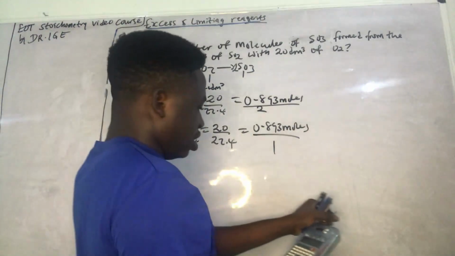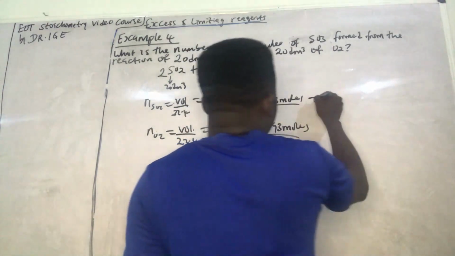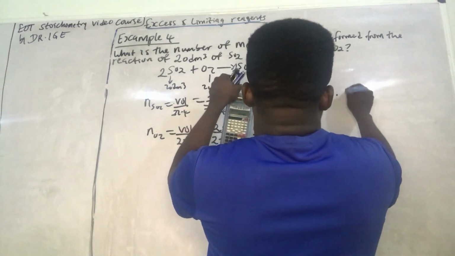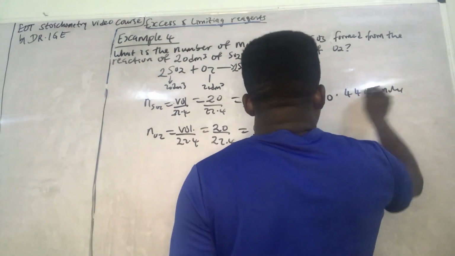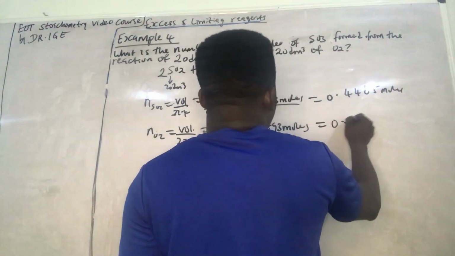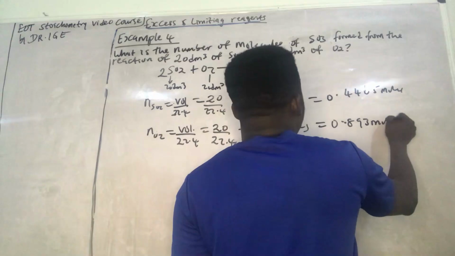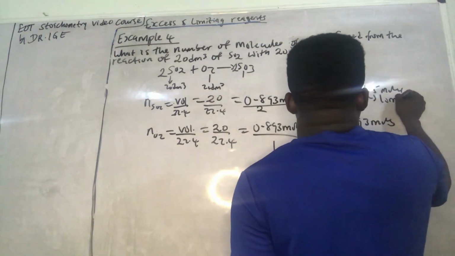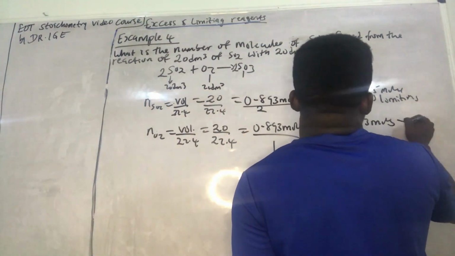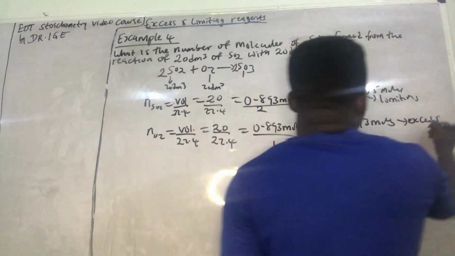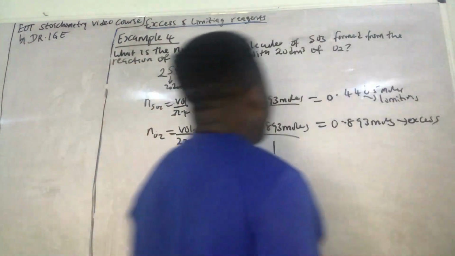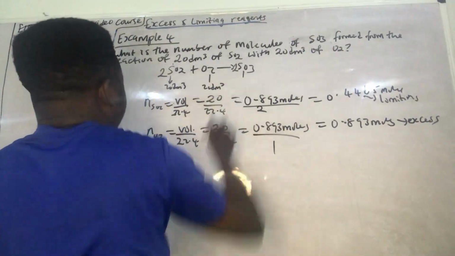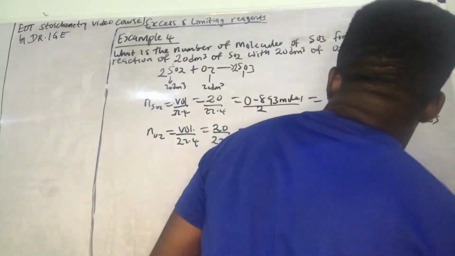So 0.893 divided by 2 here. We have 0.4465 moles. That's the big one now. 0.893. So which one is this? Was the limiting reagent, and this one is what? The SS reagent. So now what I want to do now is this guy and what you're looking for. Very, very easy. You get.